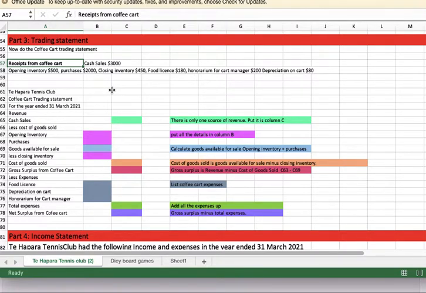We're looking at an example that you've done in class, which is the Te Hapara Tennis Club, and they have a coffee cart which they run during their lessons and club days so people can buy drinks if they're watching their kids play tennis.